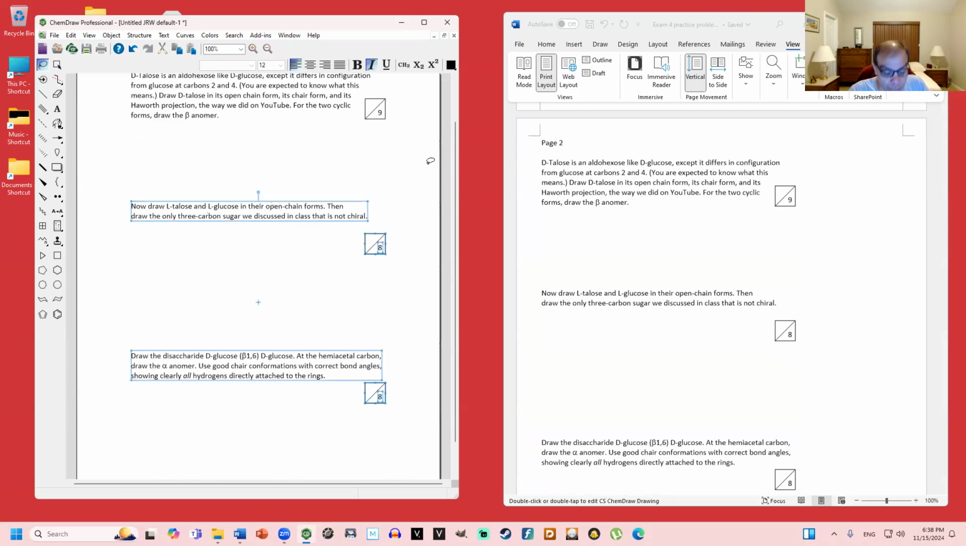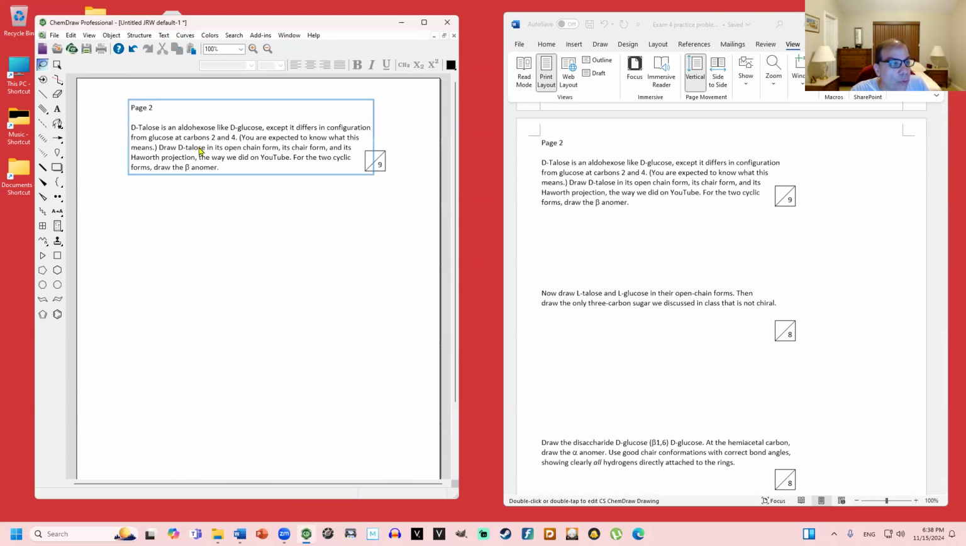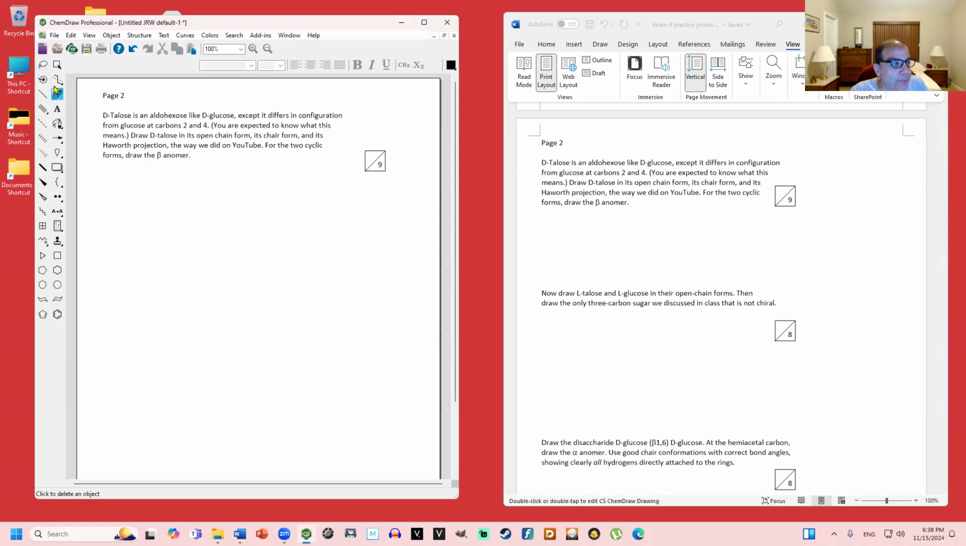On the next page, we looked at a question just like this in class today. It says D-talose is an aldohexose like glucose, except it differs in configuration from glucose at carbons 2 and 4. Draw talose in its open chain form, its chair form, and its Haworth projection. This says the way we did on YouTube, which clearly comes from one of the COVID semesters, so I would say instead the way we did in class, since we're back to having class as normal. For the two cyclic forms, draw the beta anomer.